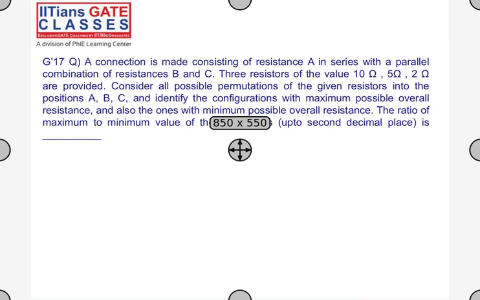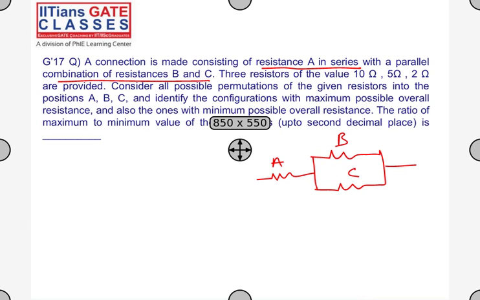It said that a connection is made by resistance A in series with a parallel combination of B and C. So there is a resistor A in series with a parallel combination of B and C. There are three resistors, A, B, and C. You have three resistors: 10 ohms, 5 ohms, and 2 ohms are provided.